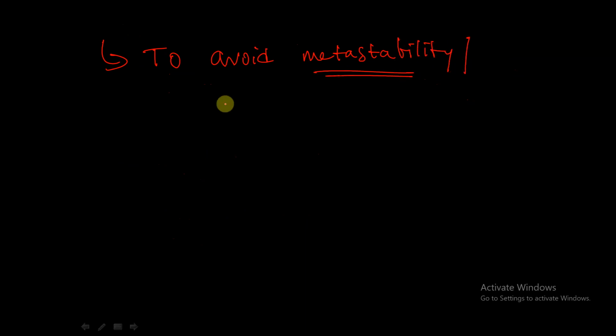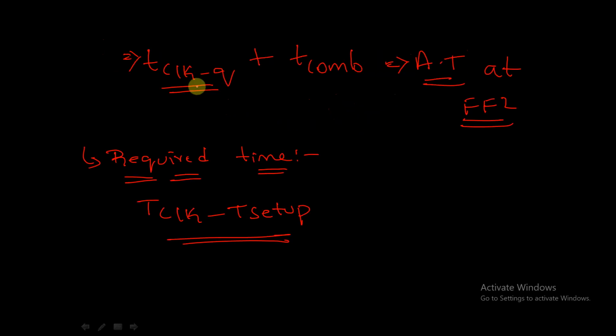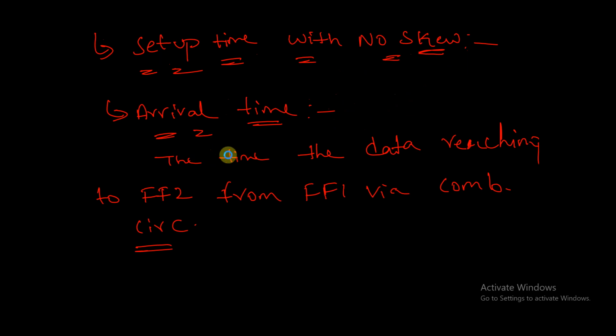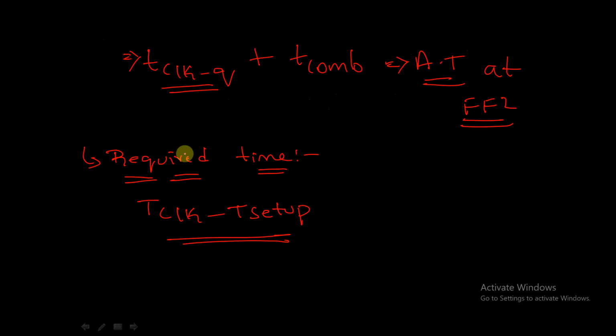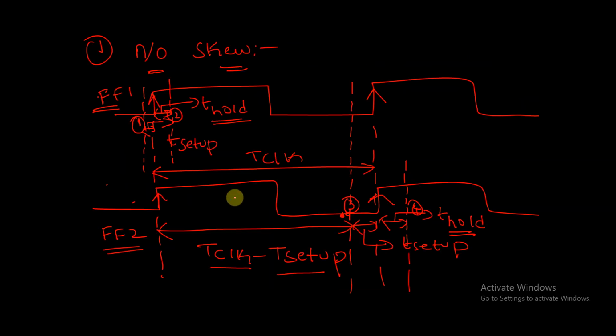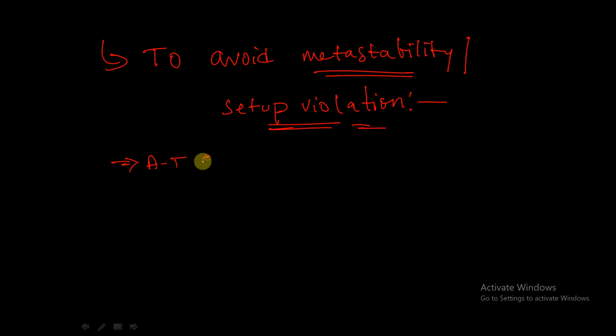To avoid metastability, that is, to avoid setup time violation. If there is a setup time violation, there will be metastability, right? To avoid metastability or setup time violation, what should we do? Our arrival time, the time when we are getting the data, should be less than the required time, right? If it is greater, then we will get the setup time violation. If it is greater than our required time, then it will cross this condition and it will give a setup time violation, right? So the arrival time should be less than the required time. This is the requirement we have.